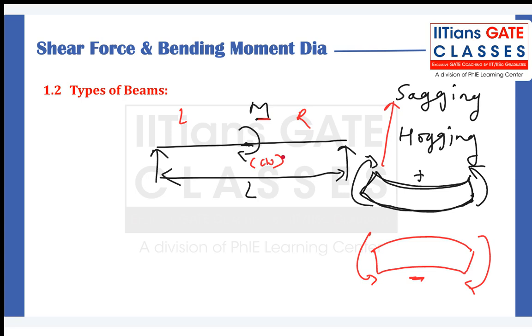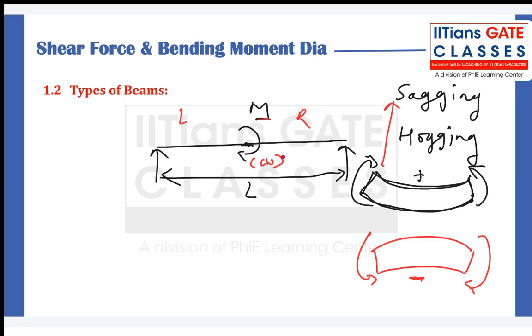Lohit, so on the left side, what will you have? Left sagging or hogging? Right sagging. Very good. How did you decide it? Left hogging, right sagging. Very good. Left hogging, right sagging. Good. So how is it decided?